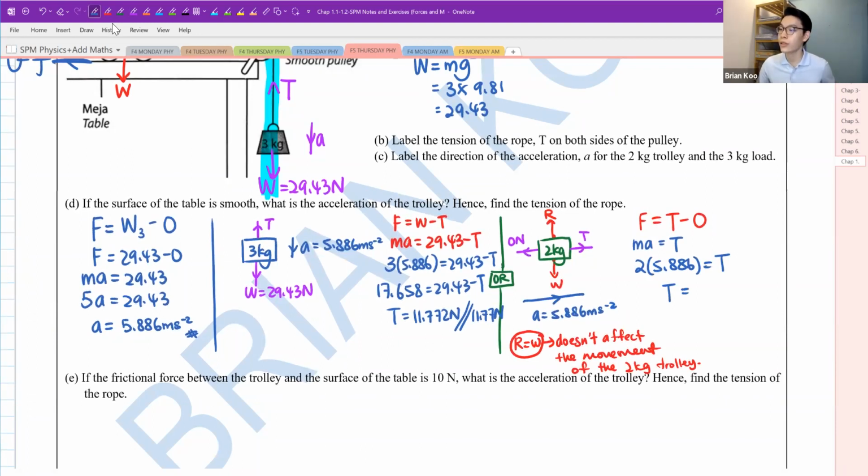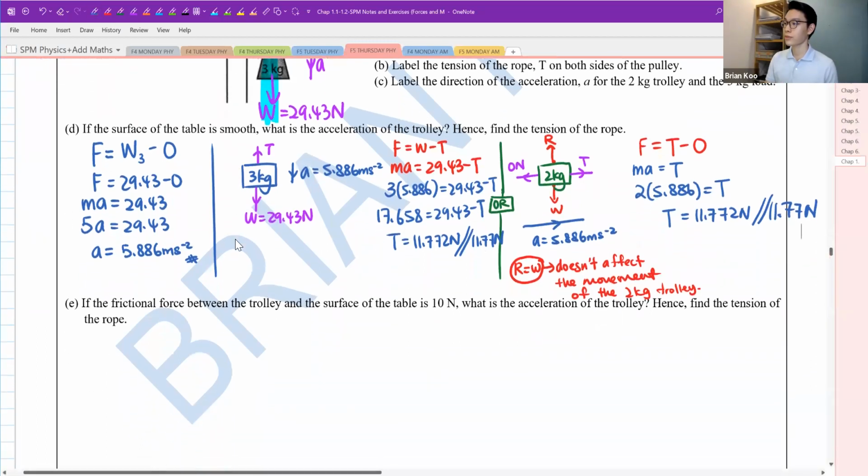You will notice that if you use the 2 kg trolley, it's even easier because it's just tension minus 0 Newton of friction, and you get 11.772 as well, or just 11.77 also can. Okay, part E is exactly the same, just that you have friction now.